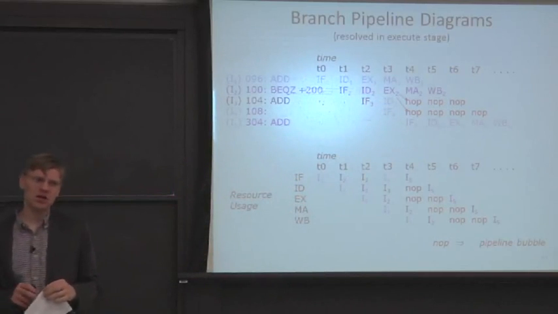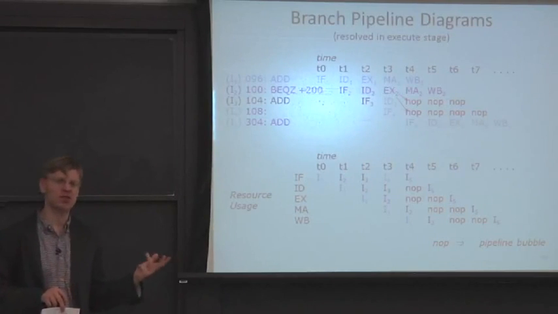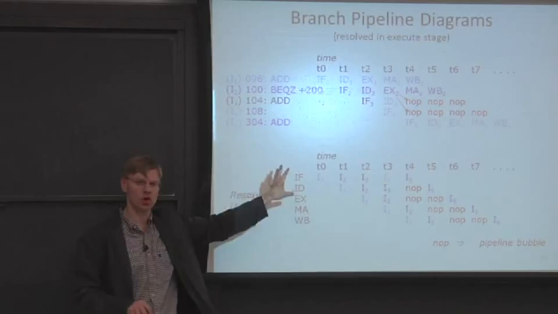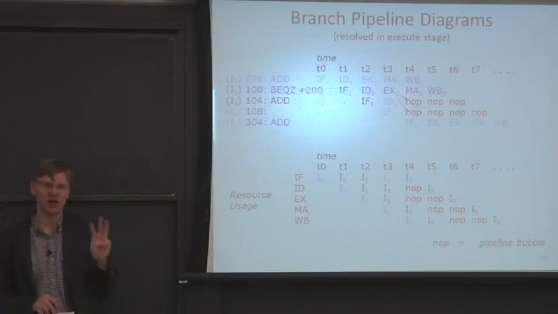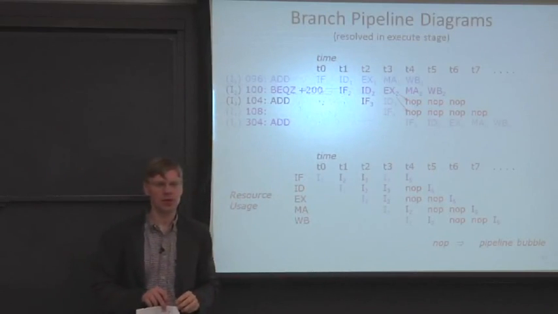Now, in our no speculation case, if we had a branch, we would probably have to stall for 3 cycles anyway to know the destination of that branch. So this didn't really hurt us in that case. The CPI in that case was also 3 for a branch instruction.